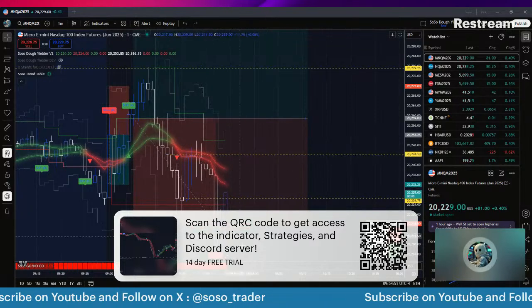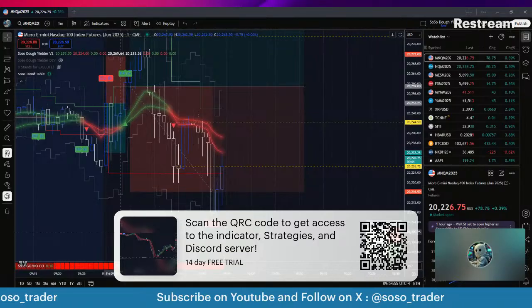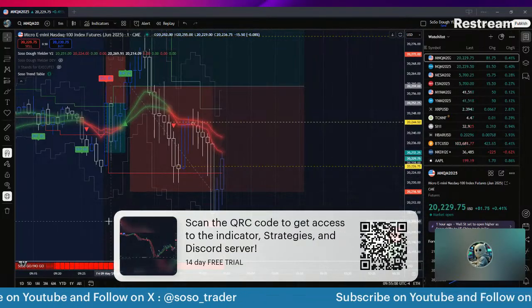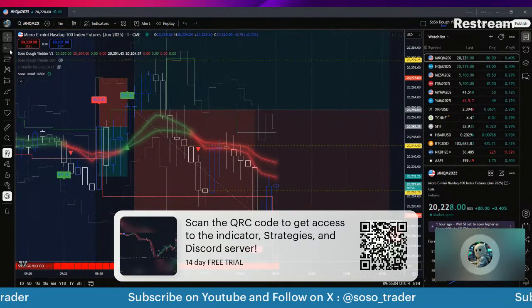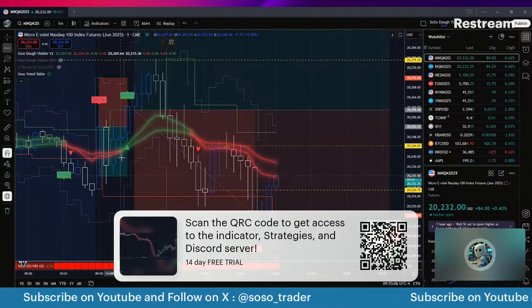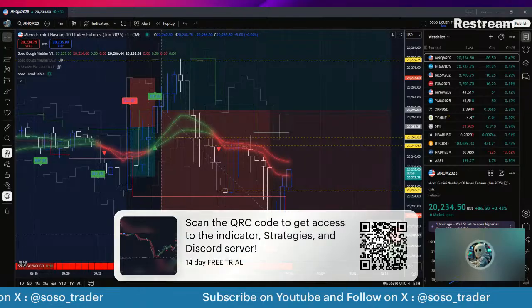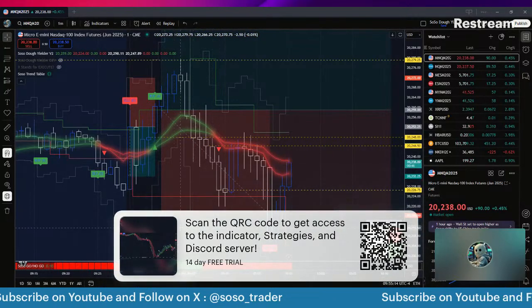It kind of reacted there and just dove off. Yeah, even like back here, sometimes it doesn't come back to it, but here, like for instance, this one, it still gives you a chance to get out of the trade.